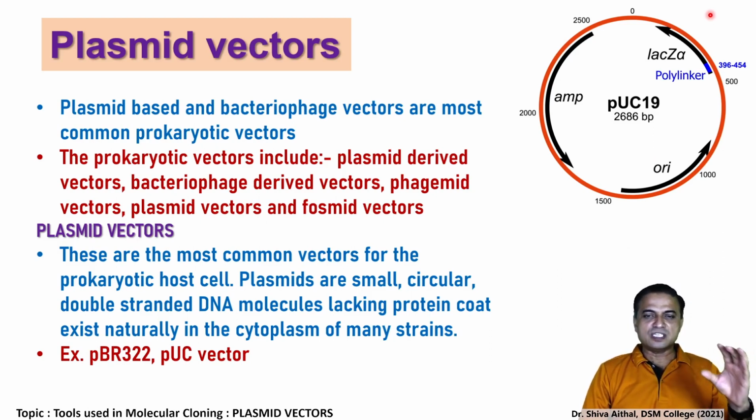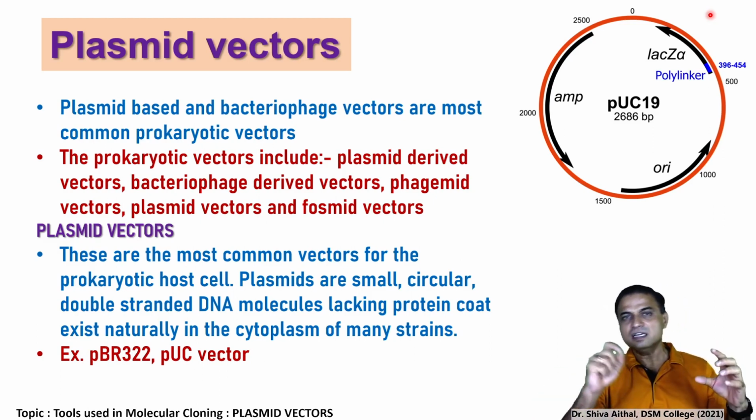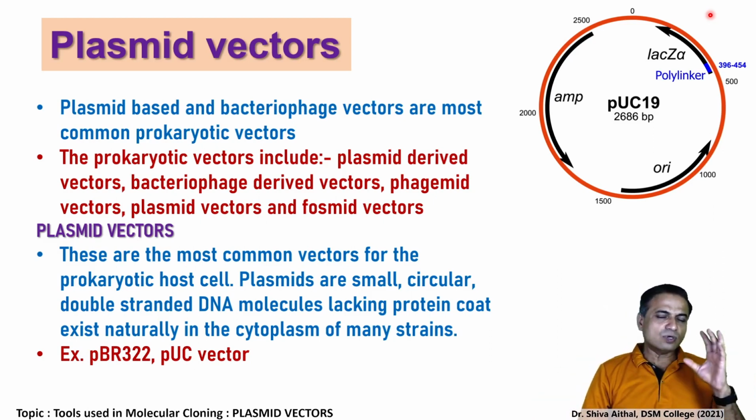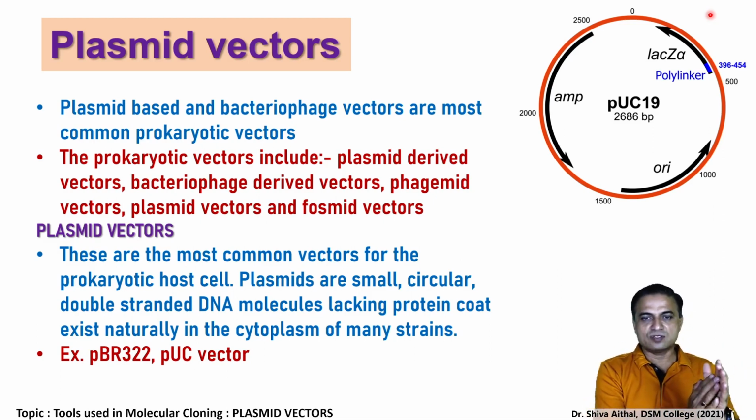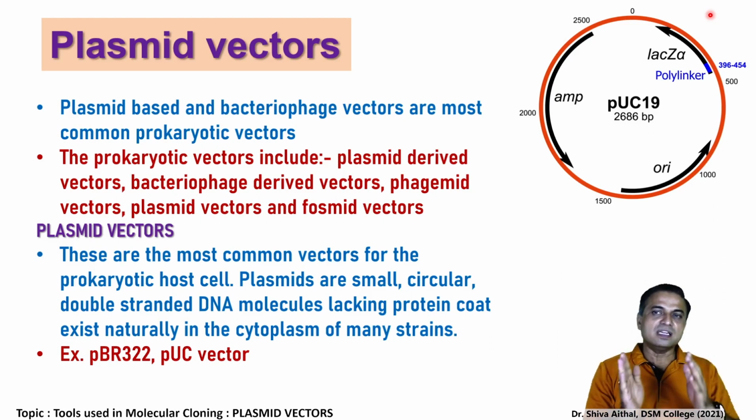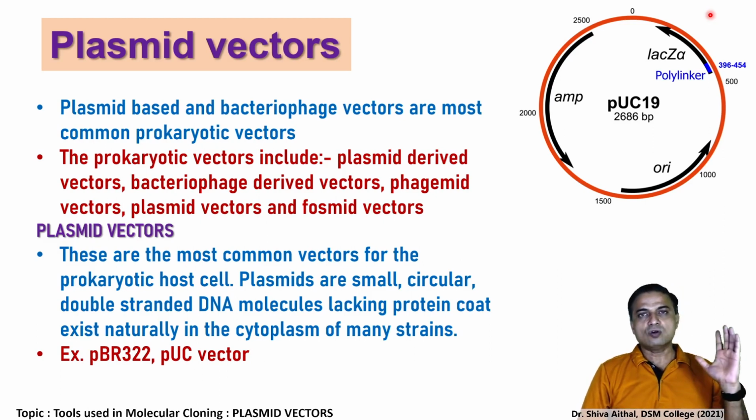These plasmids are small circular double-stranded DNA, and they lack a covering, a protein coat or anything, and they exist as a natural extra chromosomal entity in the cytoplasm. They are as good as chromosomes, though dwarfed, and they are very small in size, and still they have the functioning capacities same as some of the genes of the chromosome.